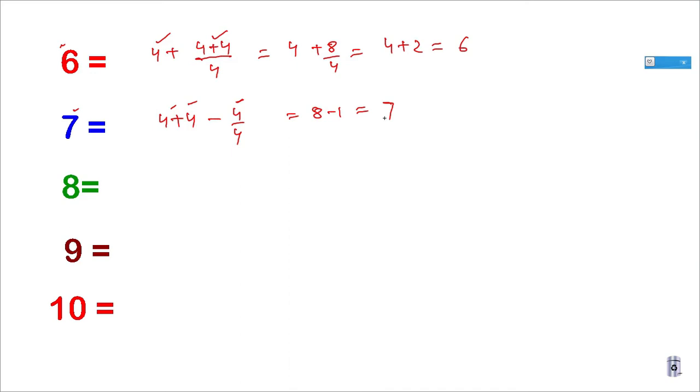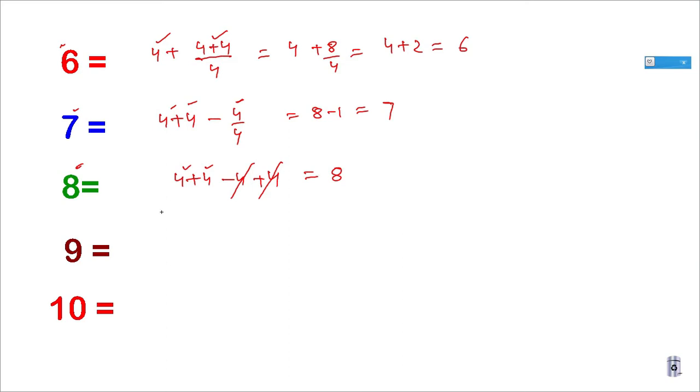And the easiest among all is the eighth one. So what is the eighth one? 4 plus 4 minus 4 plus 4. See, these two will be struck off and become 0. So 4 plus 4 will be 8. Again, I hope you agree with this one.